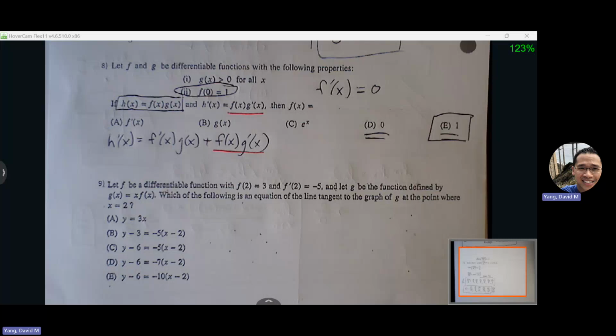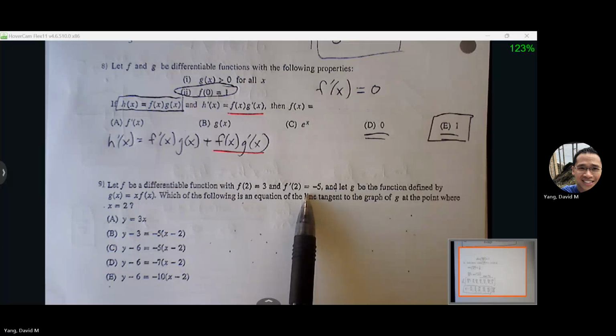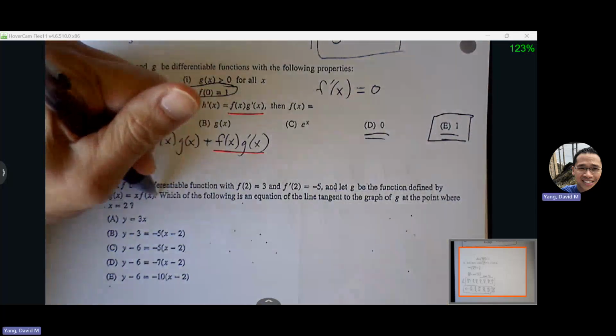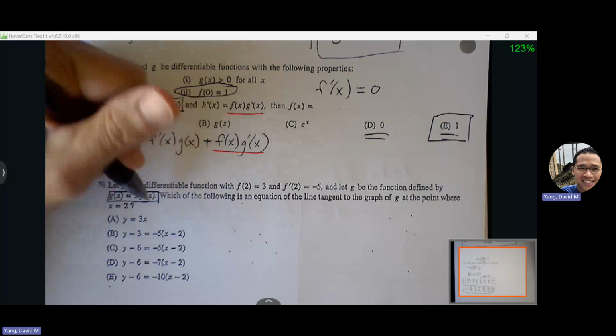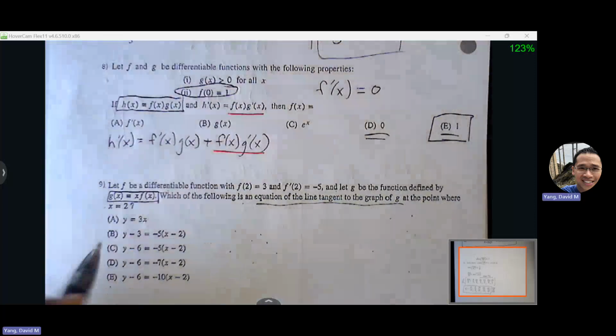Number 9, let f be a differentiable function. So we know we're dealing with a smooth curve. We have an order pair given. We have a slope value given. And then they tell us that g of x equals x of f of x. Which of the following is the equation of the tangent line to the graph of g at x equals 2.